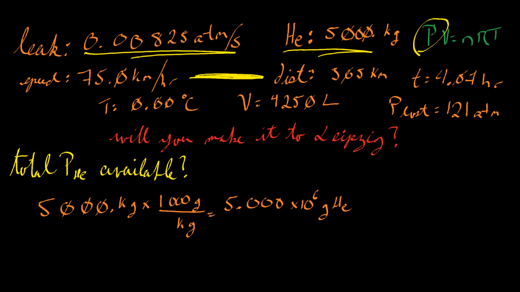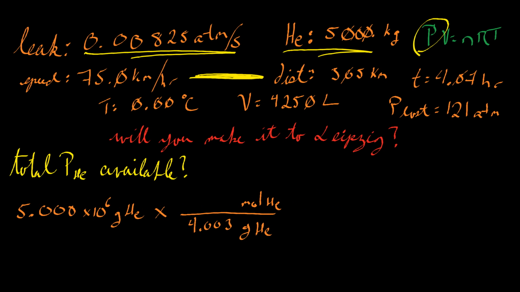And then we go ahead and convert from grams to moles using the molar mass of helium. 5.000 times 10 to the 6th grams of helium times 1 mole of helium per 4.003 grams. That's the same thing as dividing by the molar mass, 4.003 grams per mole. And grams cancel, leaving us with 1.249 times 10 to the 6th moles of helium. And let's go ahead and record that up here next to temperature.